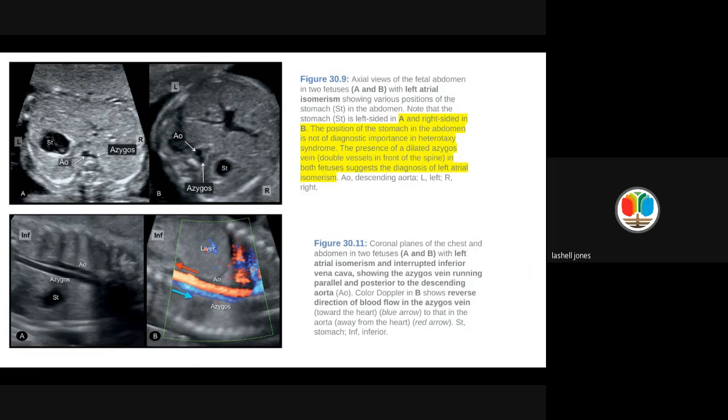We can see, notice at the bottom, you see them running parallel. See, opposite directions because they're doing different things here. See, the reverse direction of blood flow in the azygos vein. The aorta is heading down. You see, okay. All right, so this is what stands out as far as with the left atrial isomerism.